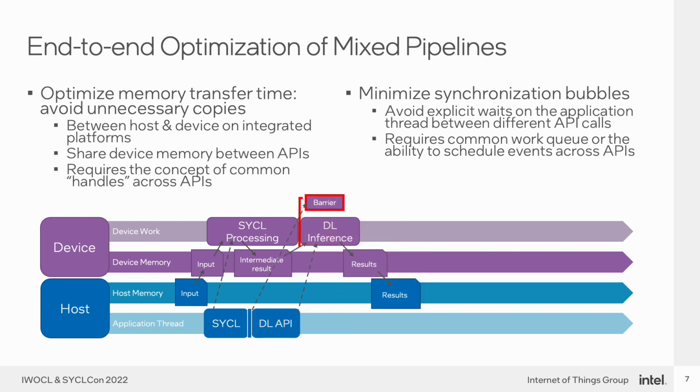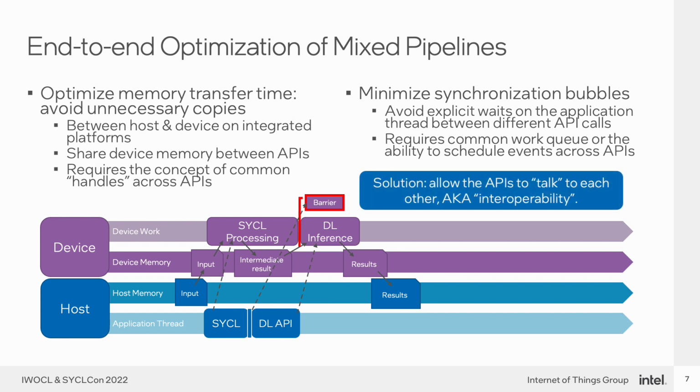For example, if the host thread can schedule a barrier that signals to the device work queue that the SYCL work needs to be complete before the deep learning work can start, then we can completely avoid the idle time on the device. Awesome. This looks much better.